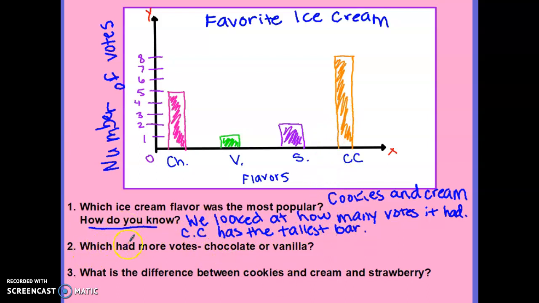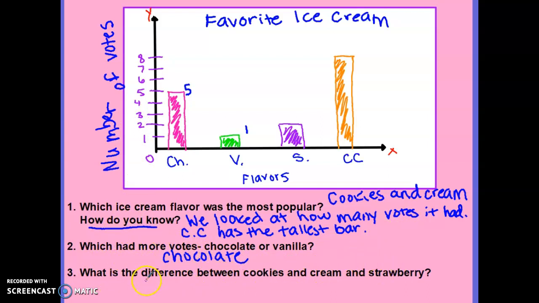All right, number 2 says, which had more votes, chocolate or vanilla? So notice it's saying chocolate or vanilla, so our answer is either going to be chocolate or vanilla. Which had more votes? So I'm just going to come up here and I'm going to look at chocolate and vanilla and see which one had more votes. So chocolate had 5 votes. I'm going to write 5 up here so we can see it. And vanilla had 1. Well, when I compare those, I know that 5 is bigger than 1, and chocolate had 5. So chocolate had more votes. Pretty simple so far.